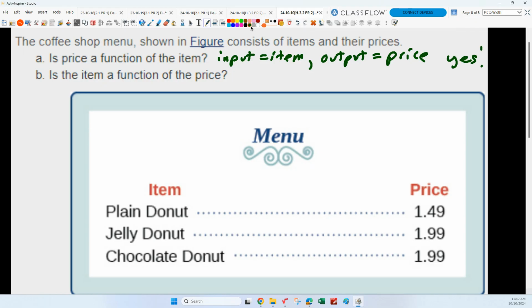What about if we flip it around? Is the item a function of the price? So if we're inputting price and the item is the output, is this a function? No. How come? Kimura, what's the problem? Yeah, right. If I input 1.99, there are two possible outputs, so it fails the function test. So the answer would be no. Okay, give me thumbs. Does that make sense? All right, I'm going to let you work. If there were no chocolate donut, then it would be fine.